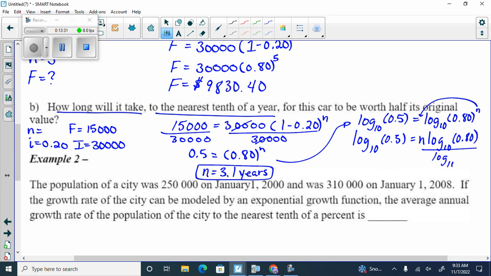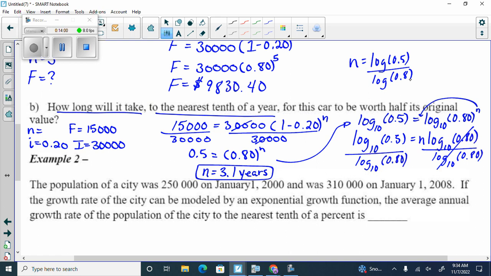The reason why I say log base 10 is kind of comical is because the log button is log base 10. So I'm writing this log base 10 for no reason. I could just write log. So whenever there's a log without a base, it is base 10. So how could I write this? I could have just written it as n equals log 0.5 divided by log 0.8. Because base 10 logs are just the log.